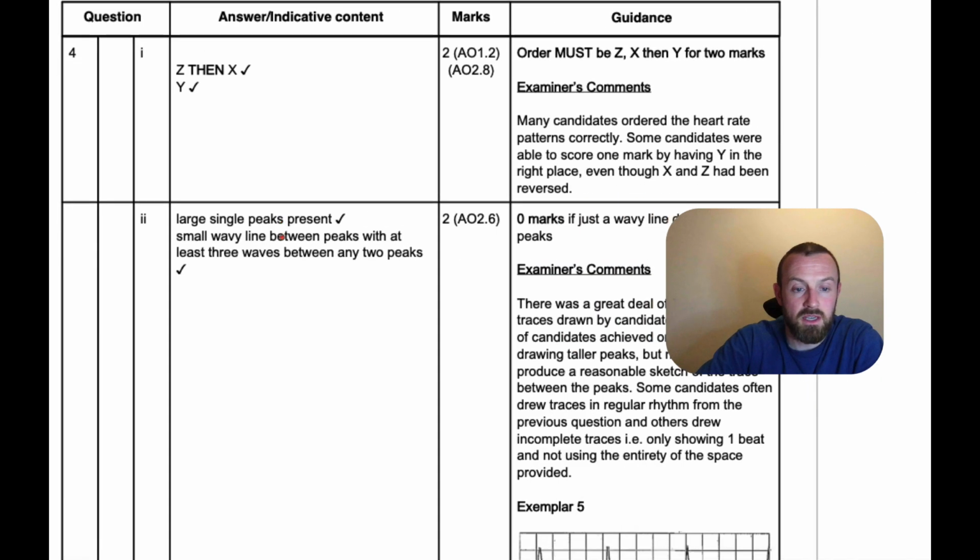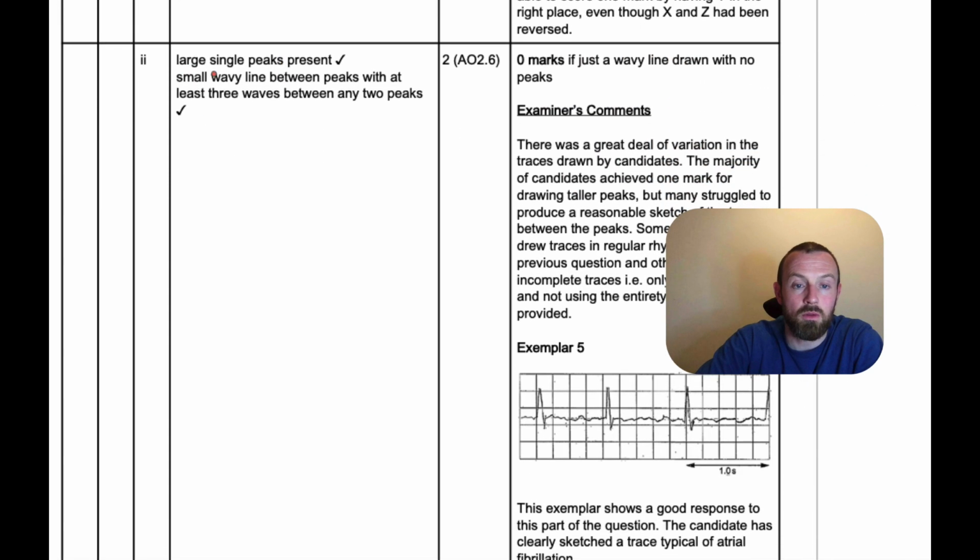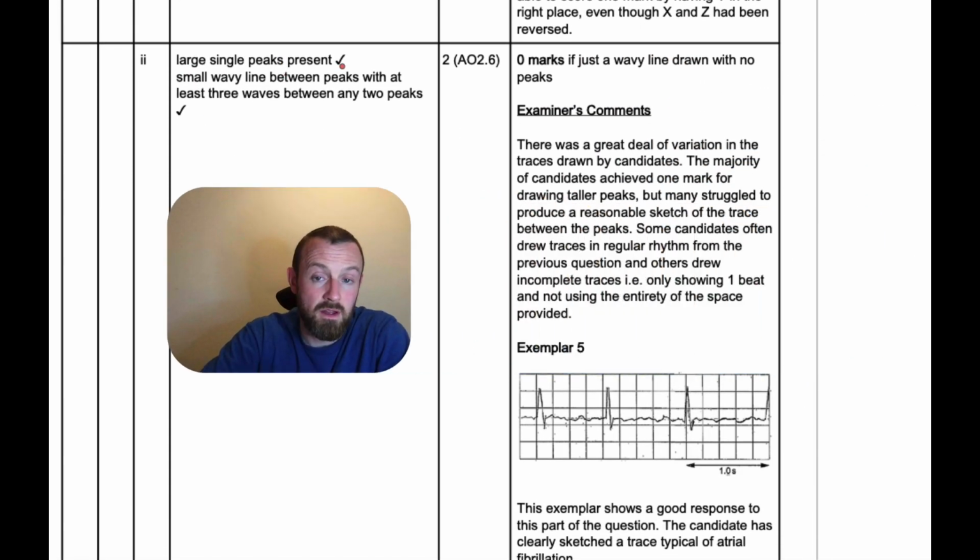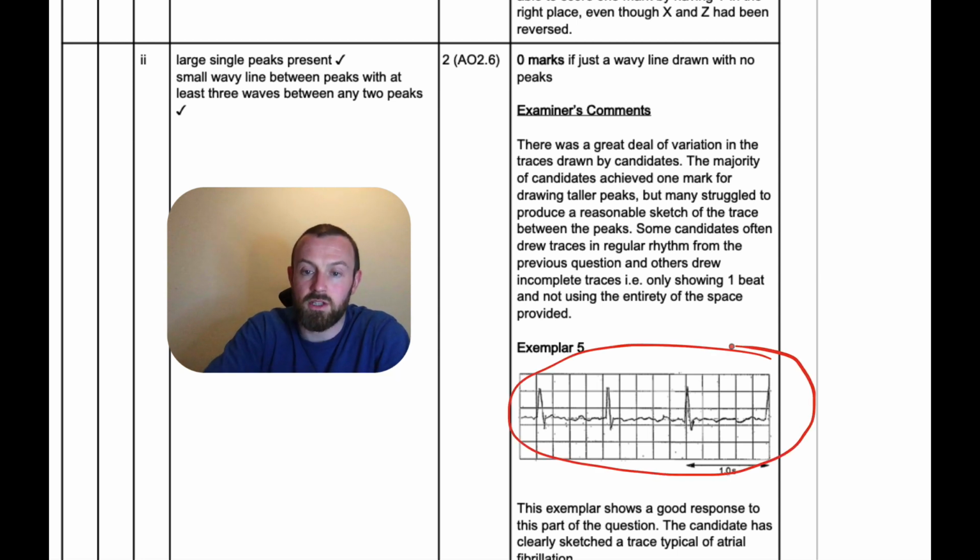Let's look at the mark scheme. It says large single peaks present, and then the small wavy line with at least 3 wiggles between any 2 peaks. So here's an example of what it would look like down here, which would get 2 marks.